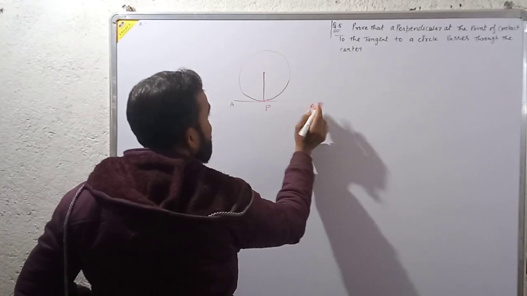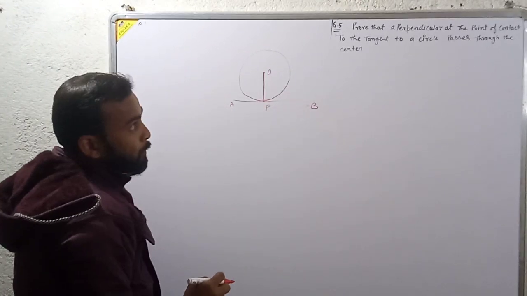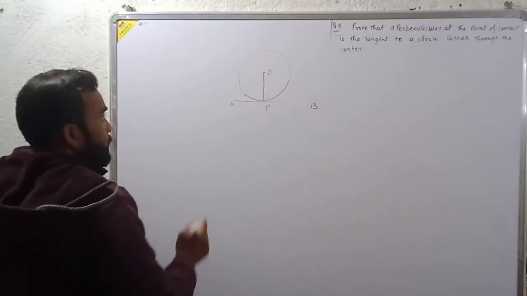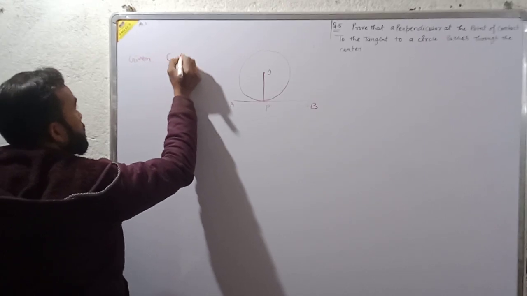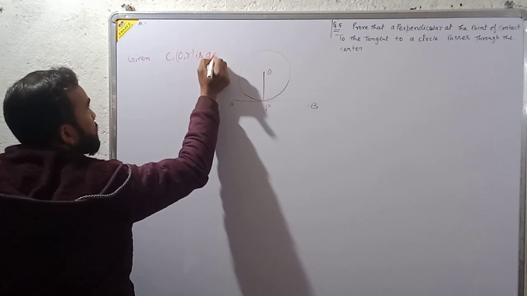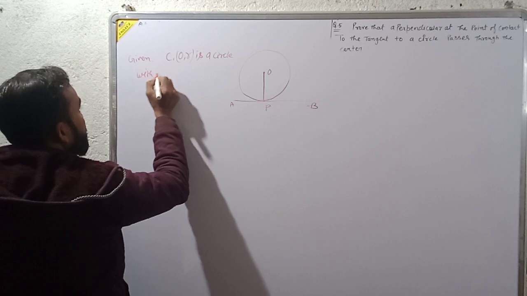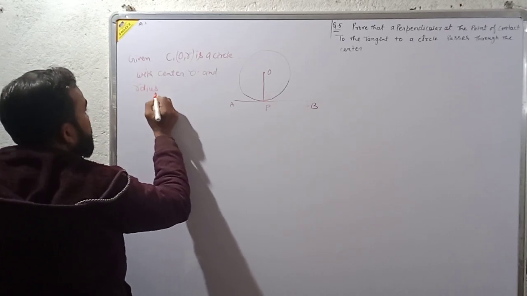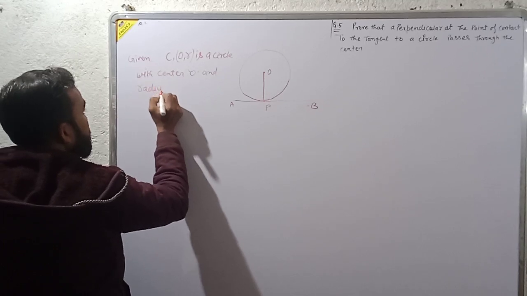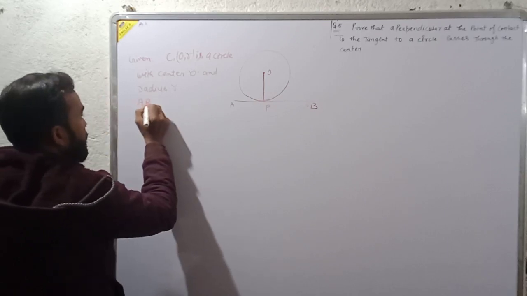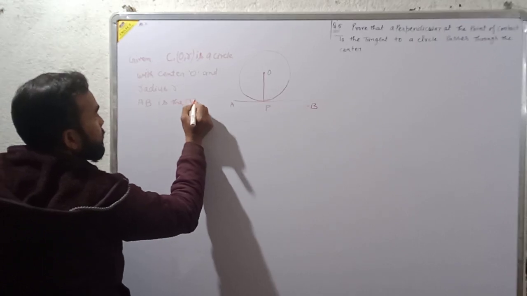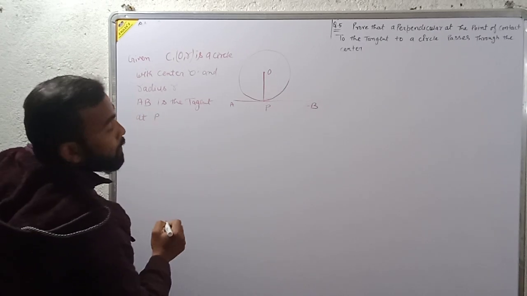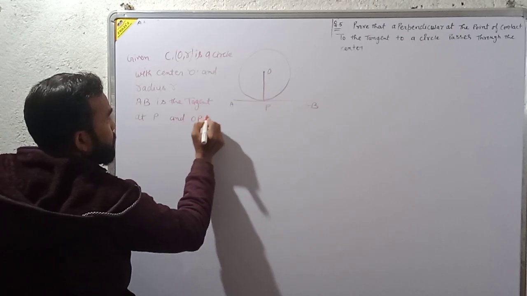A, B, P, O. Let me suppose a circle with center O, and AB is the tangent at point P. Given: a circle with center O and radius R. AB is the tangent at P and OP is perpendicular to AB.